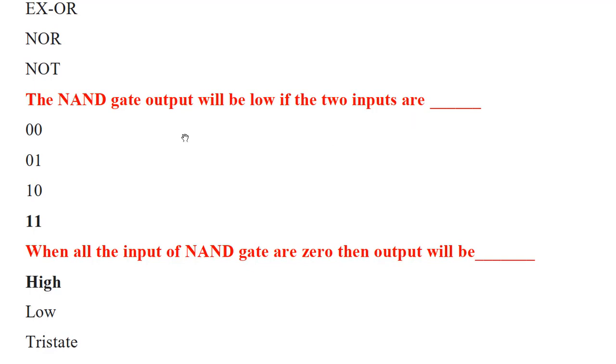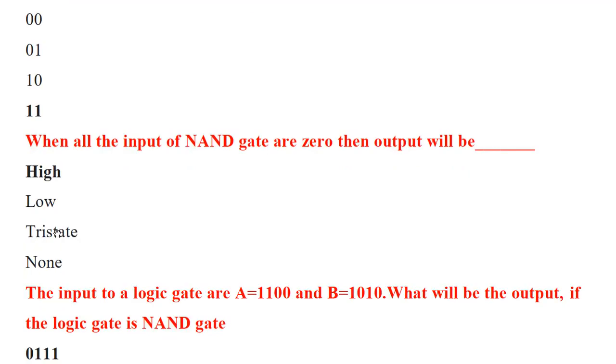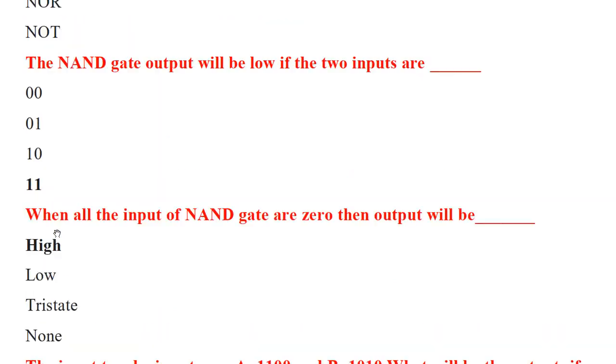So for the NAND gate, if both the inputs are 1, then the output is 0, else the output is 1. So what we have asked here is, for the NAND gate, output will be low if the inputs are 1 1. Yes, for that one input case the output is low, whereas for all other cases the output is 1. When all the inputs of the NAND gate are 0, then the output is high. Just now we have discussed that for 0 0, 0 1 and 1 0, all these 3 cases the NAND output is high, whereas for 1 1 the output is 0.